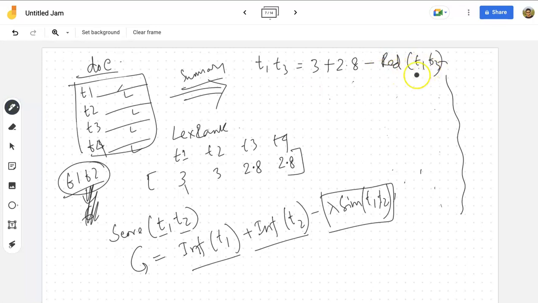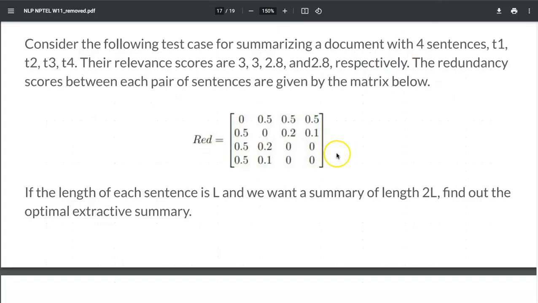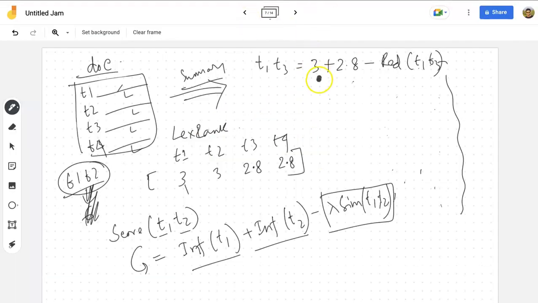So how to get this score? The matrix is already given. For T1 and T3, this is the first row for T1, and the T3 column, so it is 0.5. It will be 3 plus 2.8 minus 0.5. If you just calculate, it will be 5.8 minus 0.5, which is 5.3. So the information for T1 T3 is 5.3.